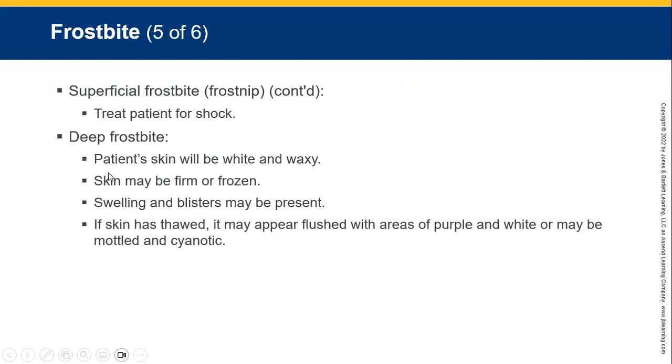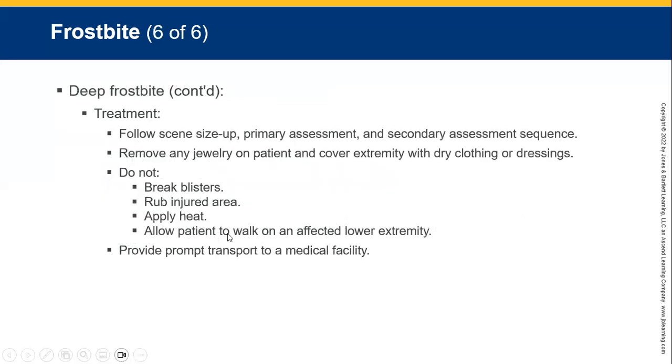Deep frostbite: the patient's skin will appear white and waxy. The skin may be firm or frozen. Swelling and blisters may be present. If the skin is thawed, it may appear flushed with areas of purple and white, or may be mottled and cyanotic, in other words, blue in color. Lack of circulation, no oxygen.